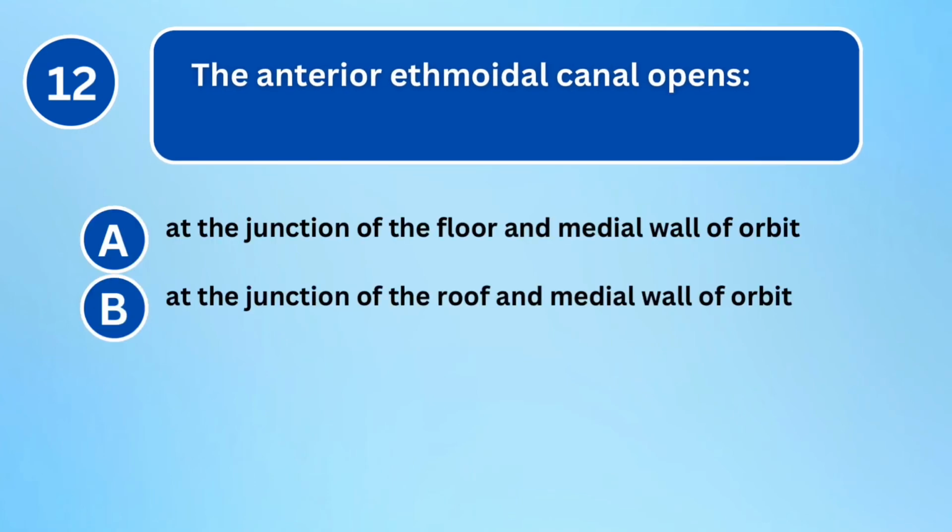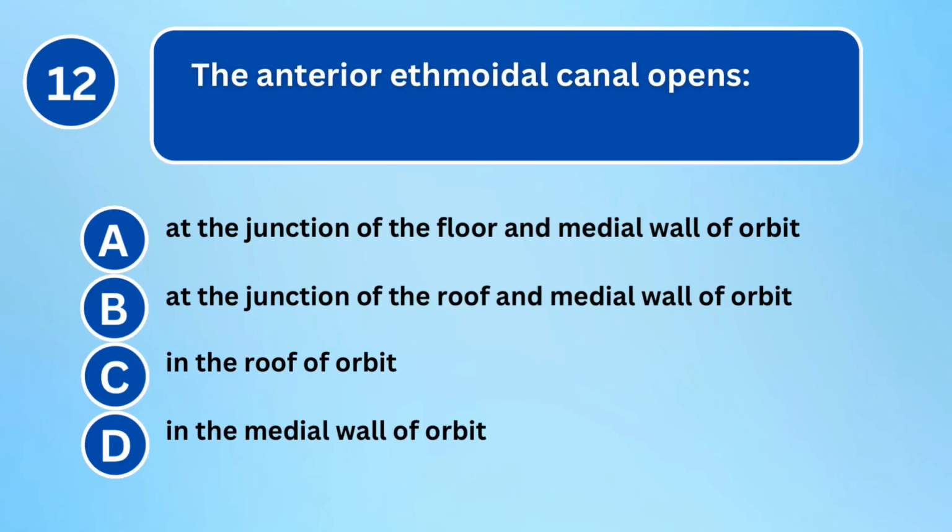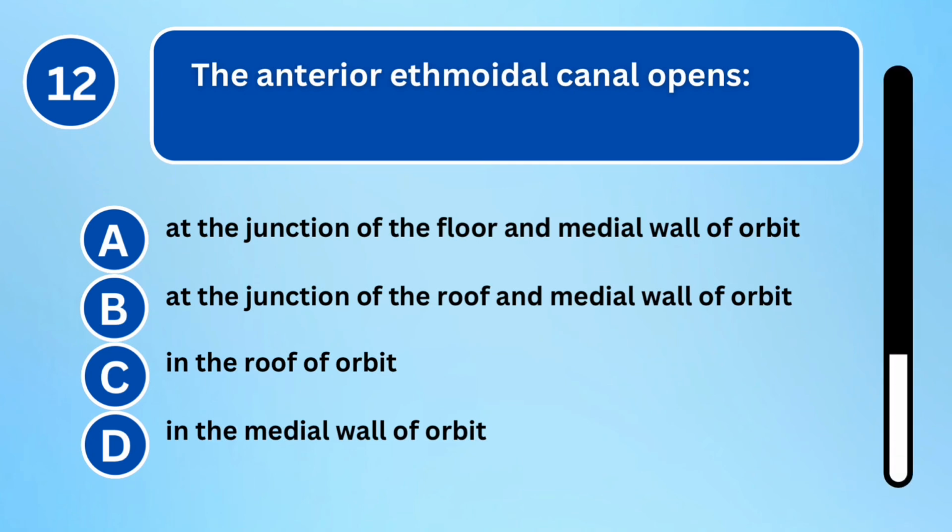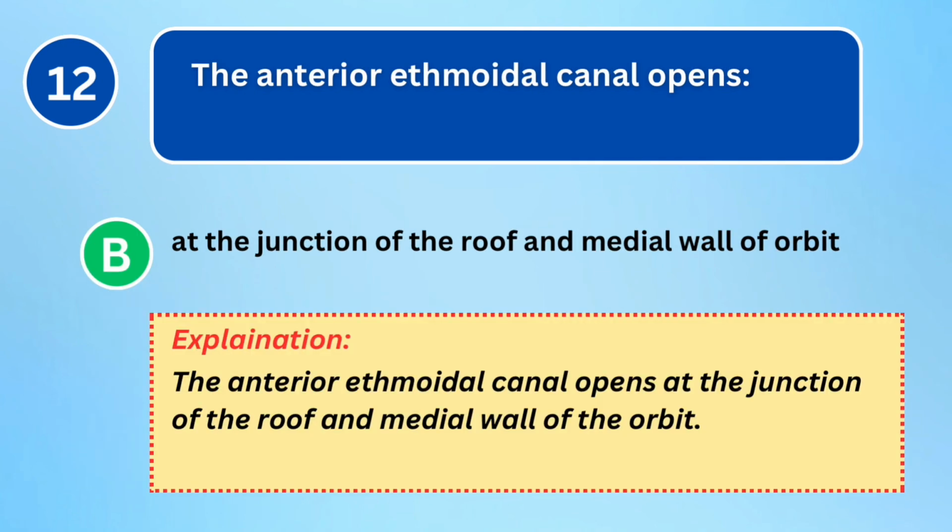The anterior ethmoidal canal opens: A. at the junction of the floor and medial wall of orbit, B. at the junction of the roof and medial wall of orbit, C. in the roof of orbit, D. in the medial wall of orbit. Correct answer is B, at the junction of the roof and medial wall of orbit.